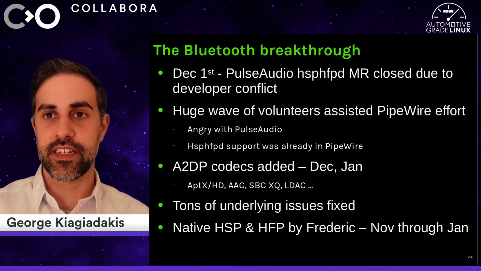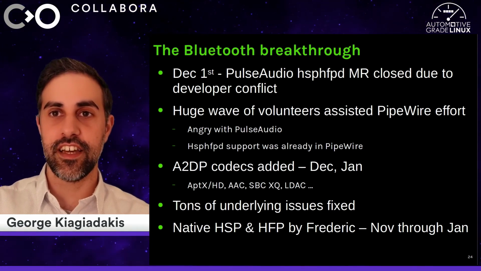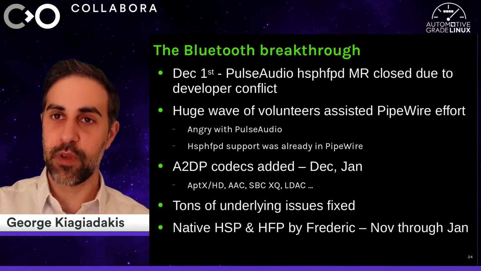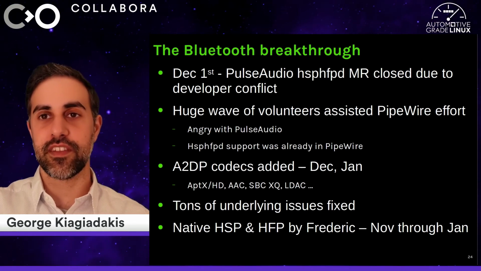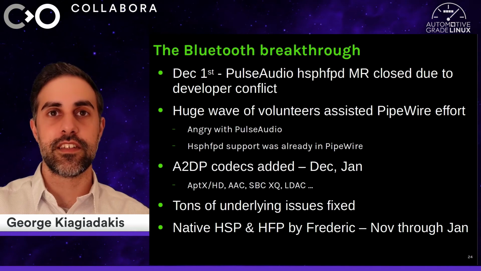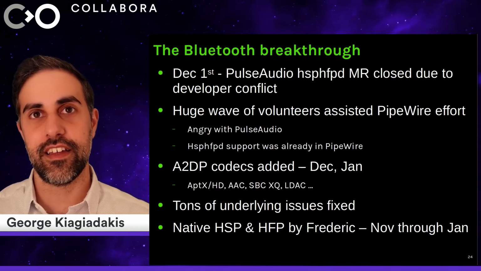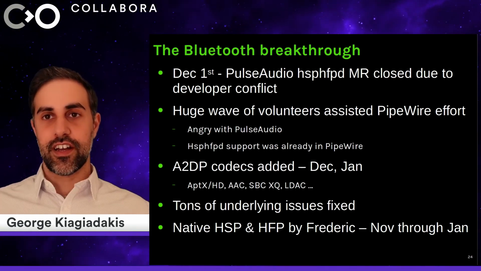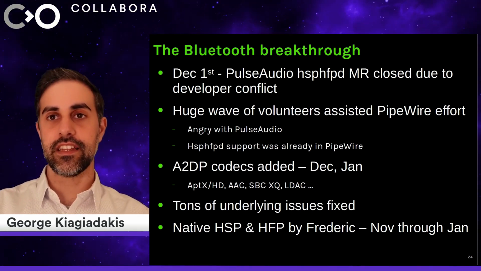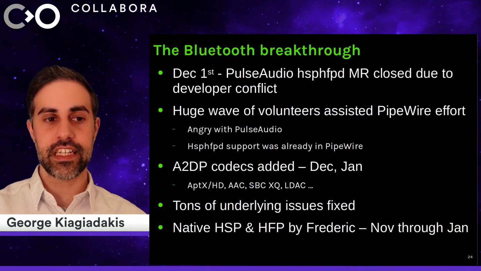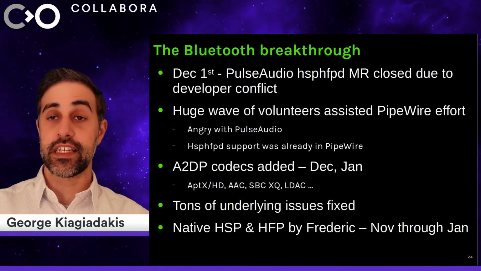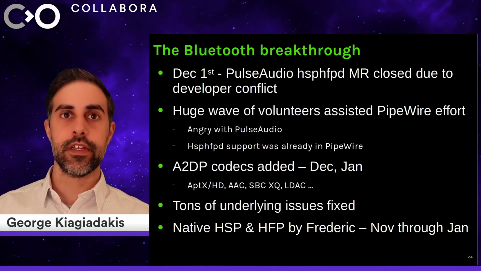And they switched for a simple reason, because we had added HFP-HSPD support a few months before and it was working. So they saw something that was working there and they switched. And that initiated a huge wave of volunteers that assisted the PipeWire effort. They started testing, they provided bug reports about things that were broken, and some of them even contributed code.